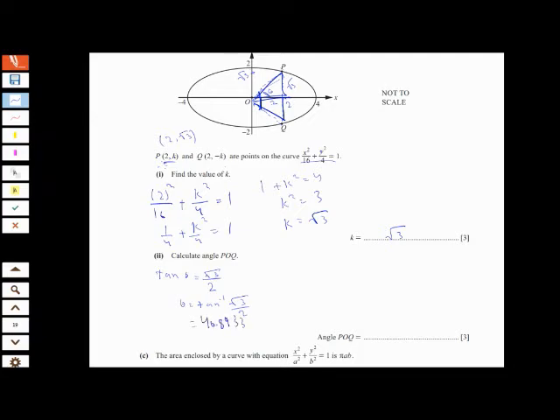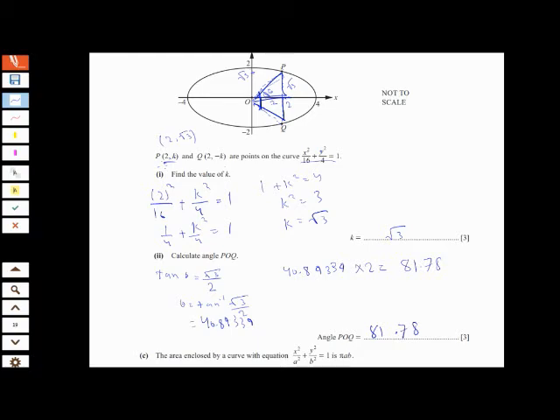But this is only this angle theta. They want POQ, which is 2 times theta. 40.89339 times 2 equals 81.78. That is your answer.